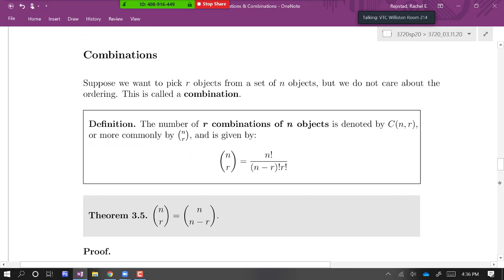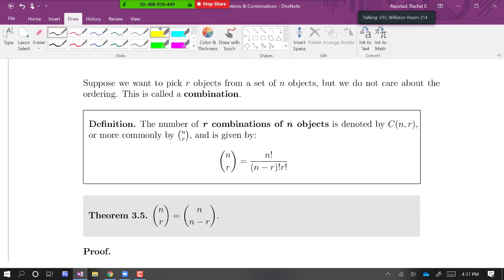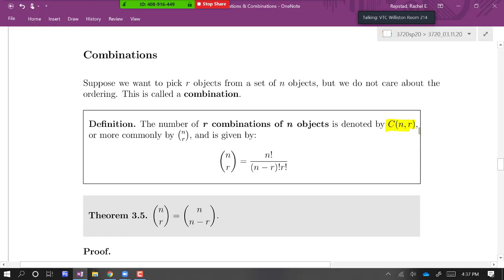If we want to pick our objects from a set of n objects, but we don't care about the order in which they come, all we care about is which ones we end up with, and not the ordering, that's a combination. So the number of r combinations of n objects. Some textbooks, you might see the notation C of n, r, similar to the permutation notation, but far and away, this notation is much more common, and it's the one I'm going to use.